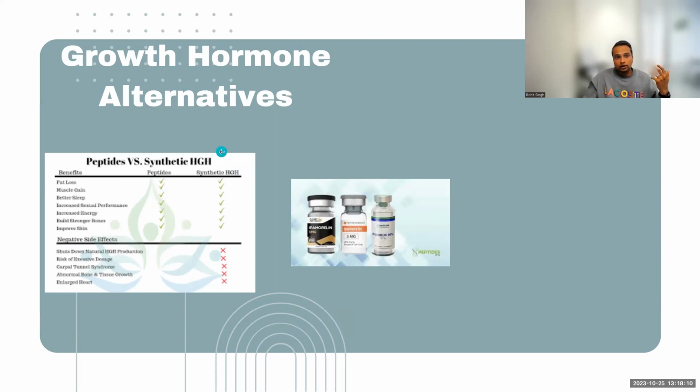The synthetic one will allow you to have all the effects, but also will not allow your natural growth hormone to produce naturally. Your brain will think, okay, it's already there, why am I making it? So it will shut down. But the peptides, on the other hand, allow your growth hormones to be naturally secreted and allows your muscle gain, fat loss.